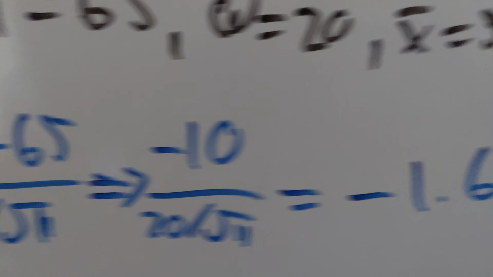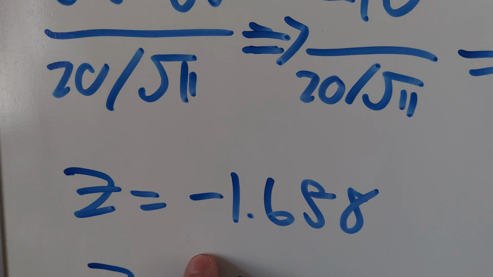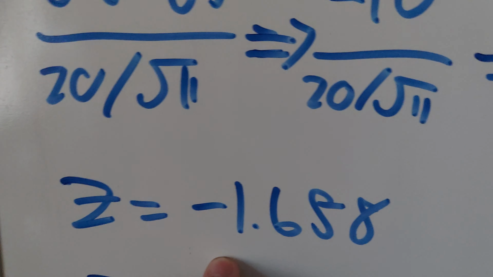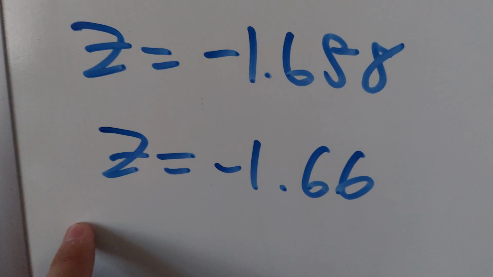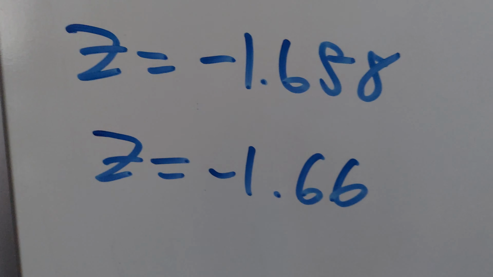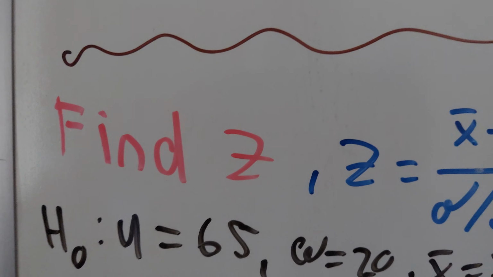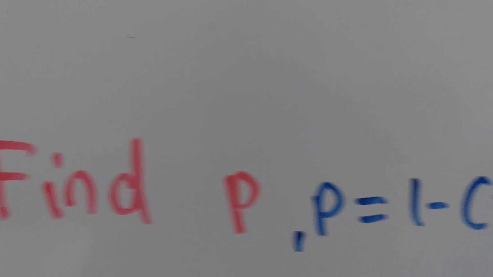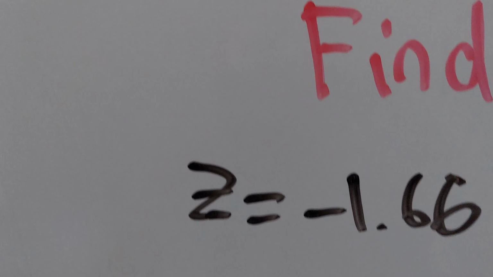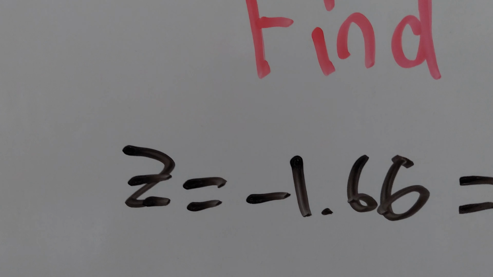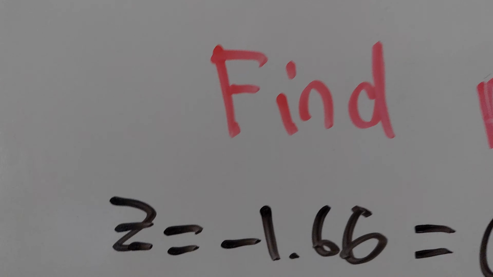So we know that our Z is negative 1.658, but we're going to round that so we can use it in our Z table. So we get Z is equal to negative 1.66. With that done, let's find P. To find P is just going to be 1 minus the Z value. Now we know that our Z is negative 1.66, so we're going to look in our Z table.